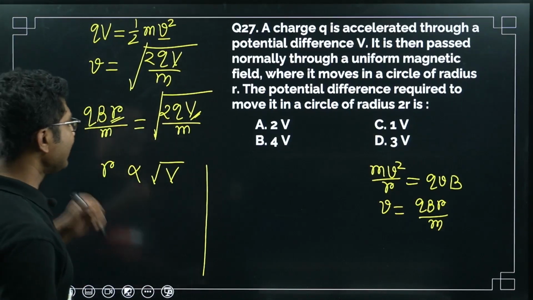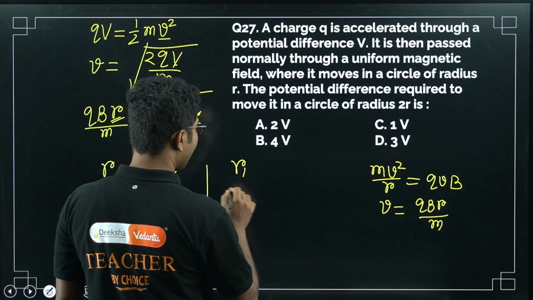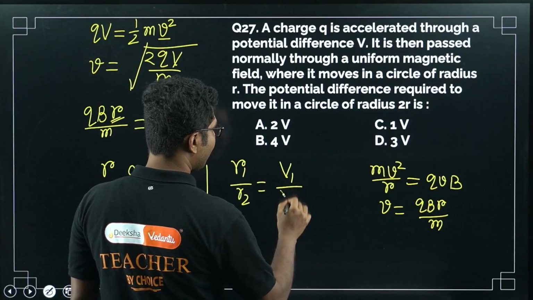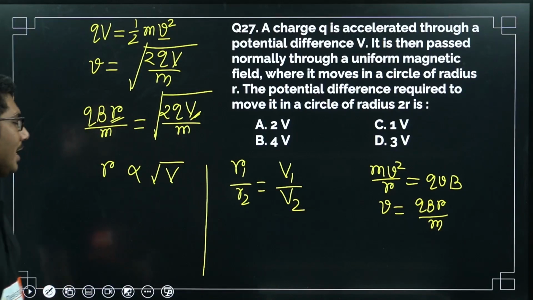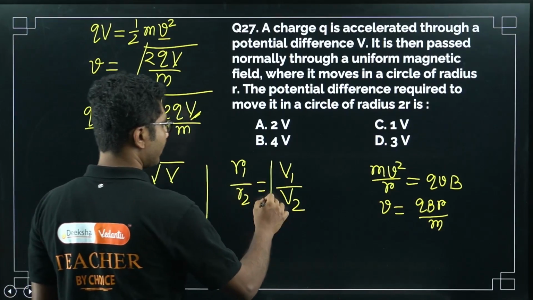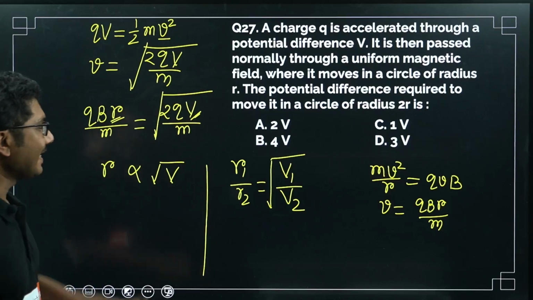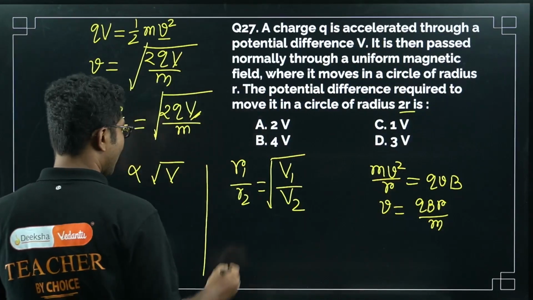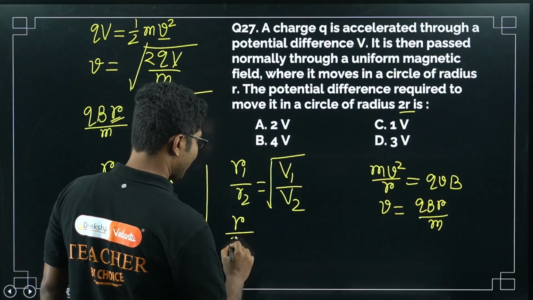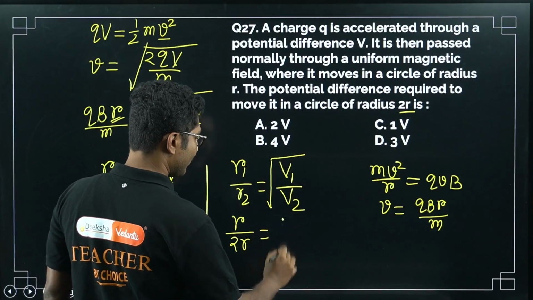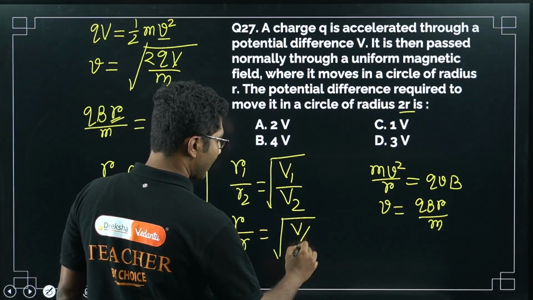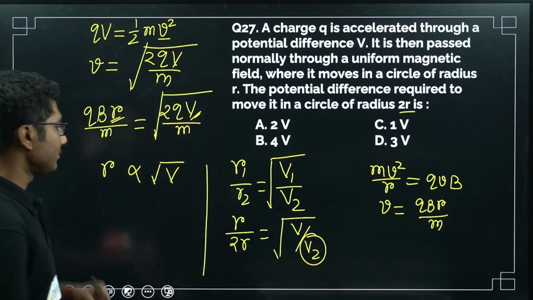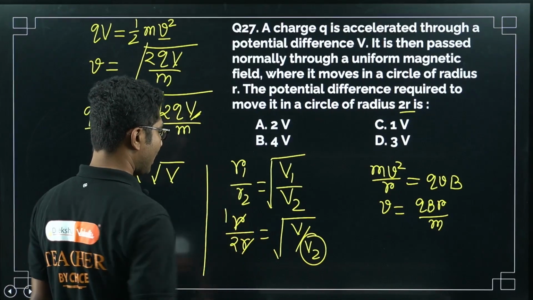Okay, now initially the radius say r1, final radius is r2, then it will be the square root of v1 by v2. So first case, the radius was r, the final radius is 2r. So r divided by 2r equals v divided by v2. We are trying to find this v2. Okay, so this r cancels, so 1 by 2.